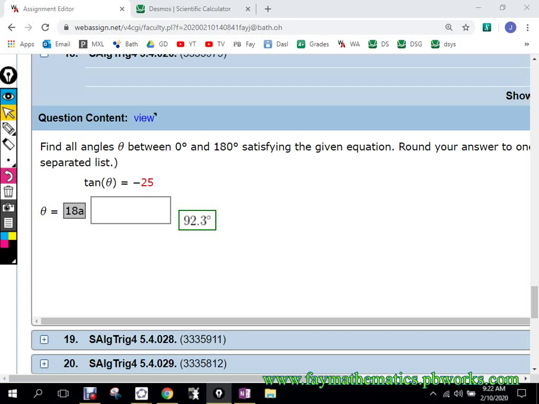So tangent theta equals negative 25. What quadrant is tangent negative in? Okay, second, fourth, right? Because all students take calculus, so it's going to be negative in the second and fourth. Okay. So let's take our calculus.